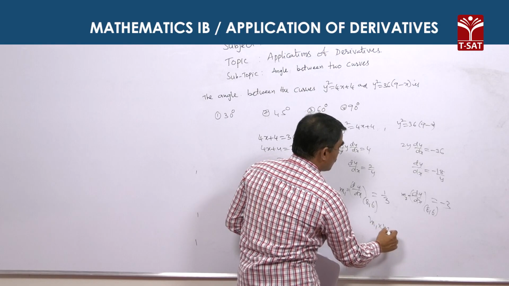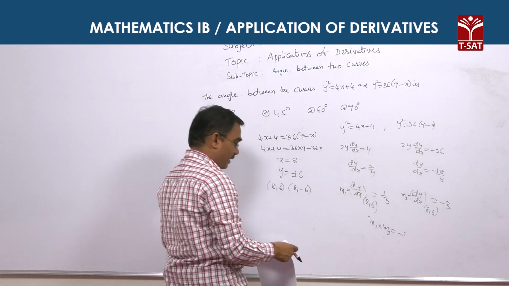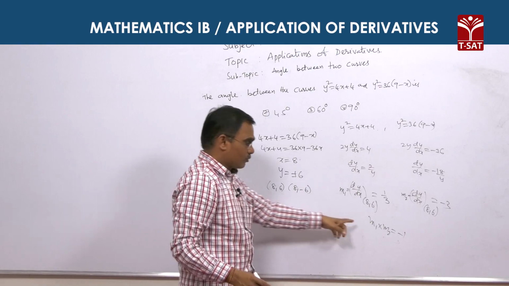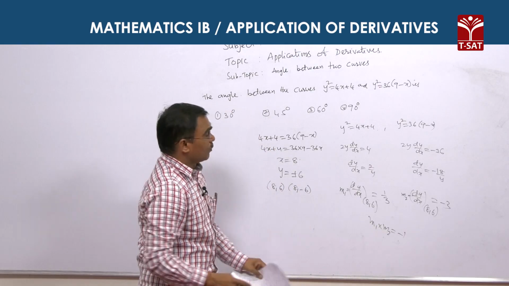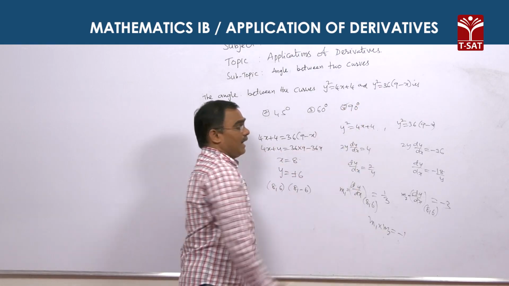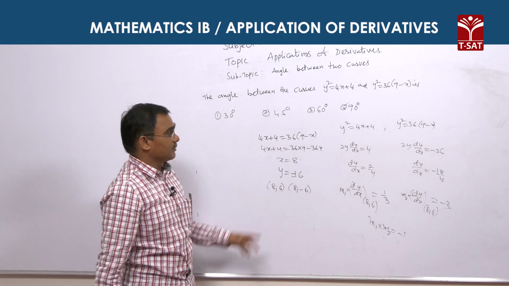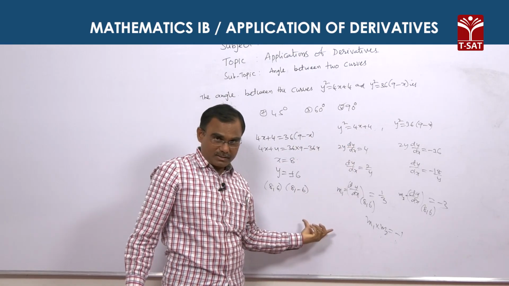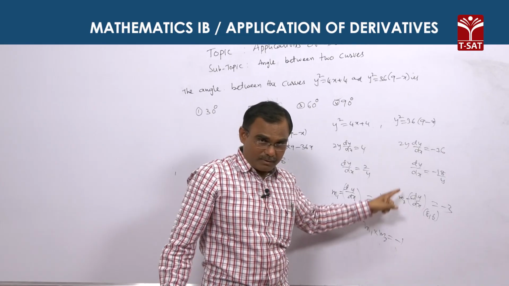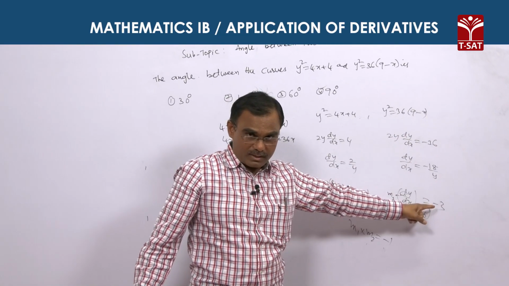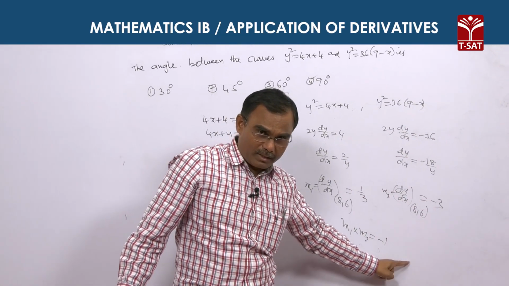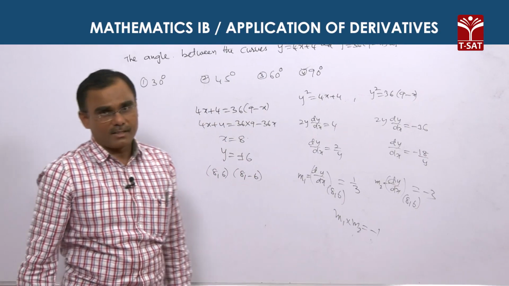m1 into m2 is equal to minus 1. That is why the product of slopes is equal to minus 1. The two curves intersect orthogonally. The angle between the two curves is equal to 90 degrees. Two curves are given, first the intersecting point, slope of the tangent of the first curve, slope of the tangent of the second curve, product of slopes equal to minus 1. That is why the two curves intersect orthogonally.